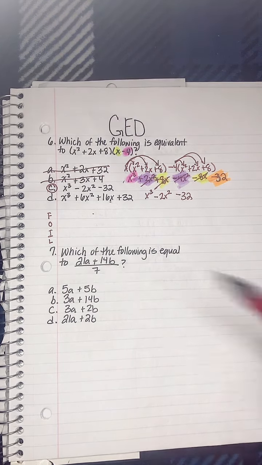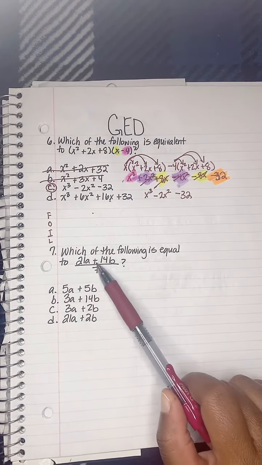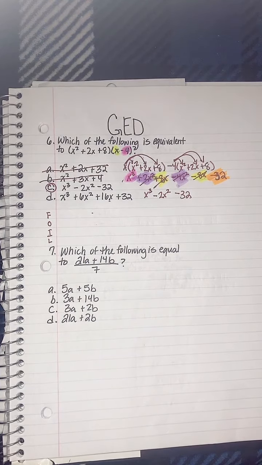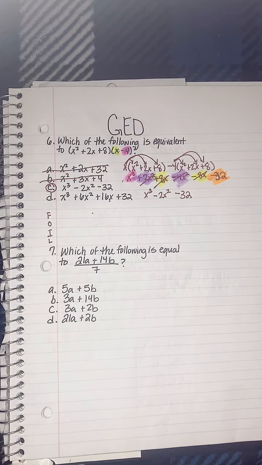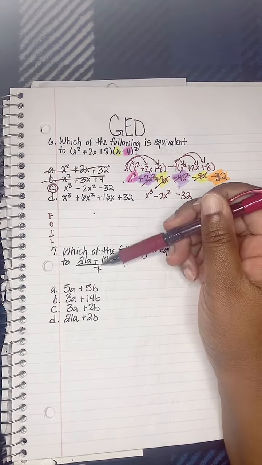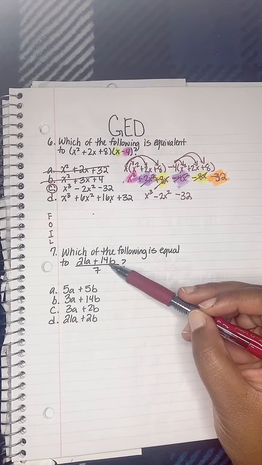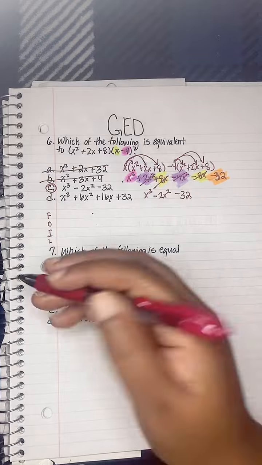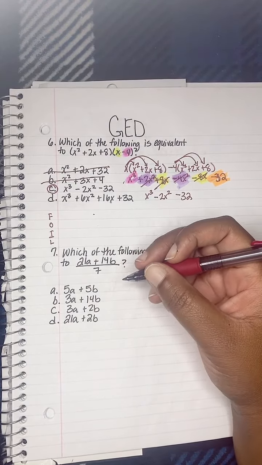Okay, let's go to 7. Which of the following is equal to 21a plus 14b divided by 7? All right, now, this sometimes trips people up because what they want to do is they only want to divide this, and they forget when you're dividing here. Ooh, C for 7. Okay, Nevaeh, I love it. So C, C, C.